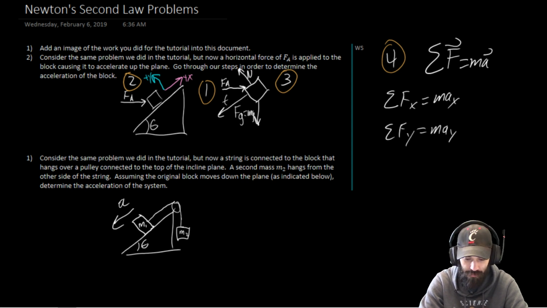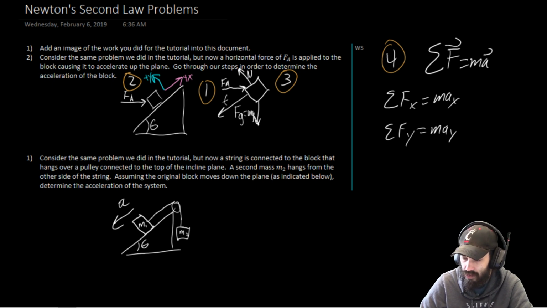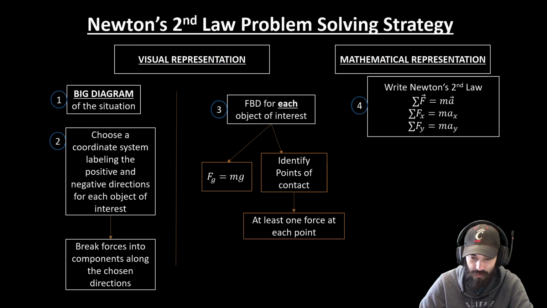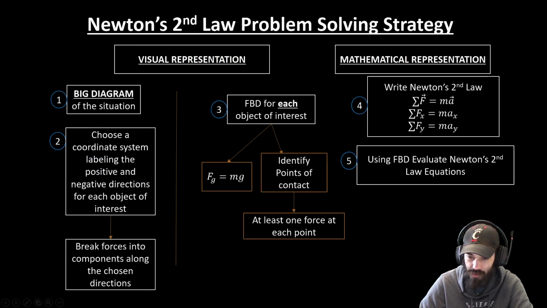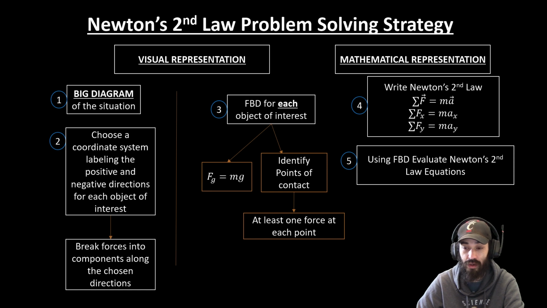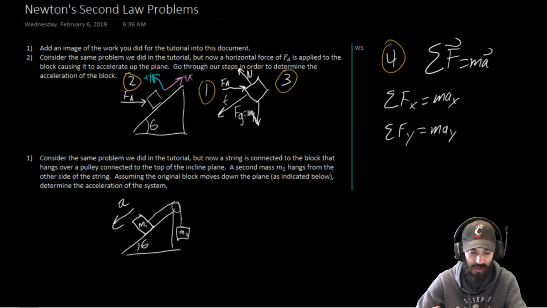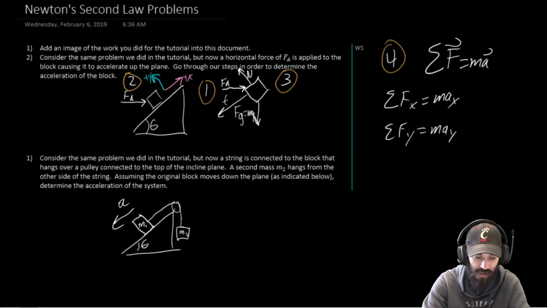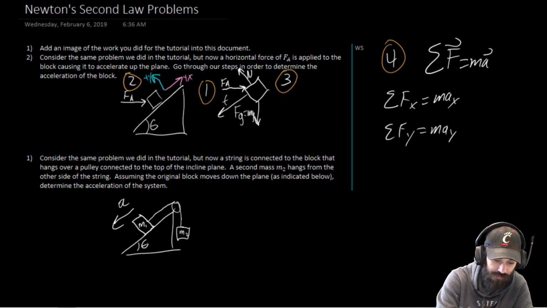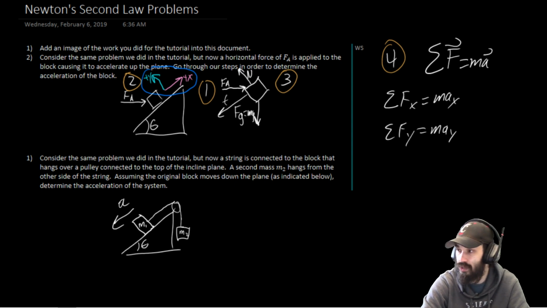Okay, so after we've written Newton's second law, what we want to do afterwards is use the free body diagram to evaluate the Newton's second law equations. We have a free body diagram here, but we're missing some core features, because in order to use it, all of our forces need to be broken into components in the directions we've given for our coordinate system.